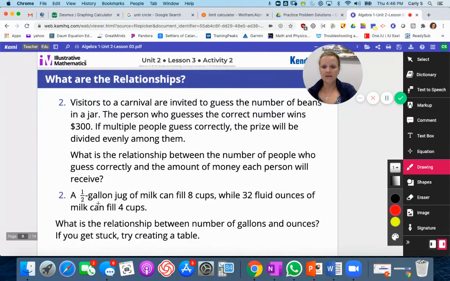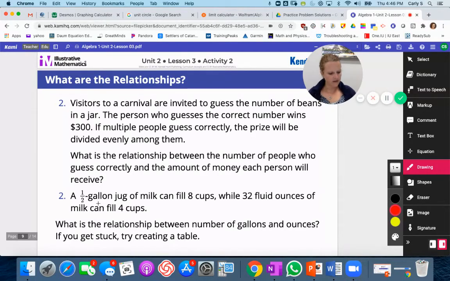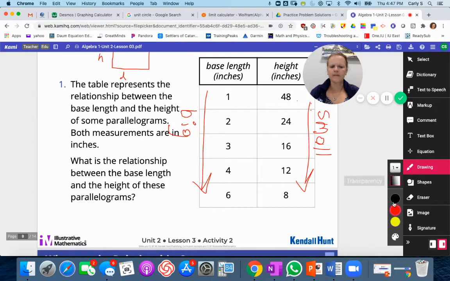Okay, let's try something else. Visitors to a carnival are invited to guess the number of beans in a jar. The person who guesses the correct number wins $300. If multiple people guess correctly, the prize will be divided evenly among them. What is the relationship between the number of people who guess correctly and the amount of money each person will receive? We're going to pause that for a second.